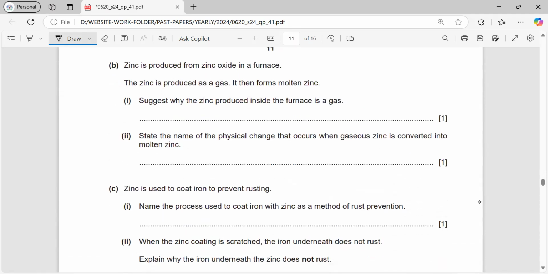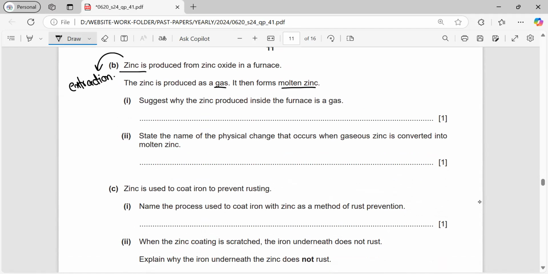Zinc is produced from zinc oxide in a furnace. Now this is the extraction of zinc. Zinc is produced as a gas. It then forms molten zinc. So first it is produced as a gas and then it turns into molten zinc.